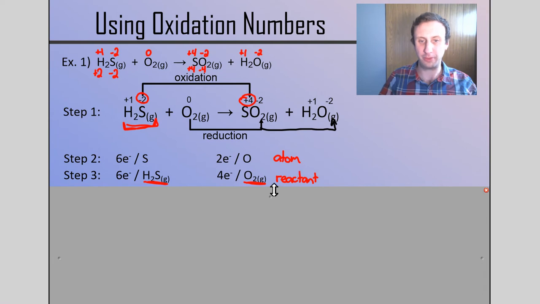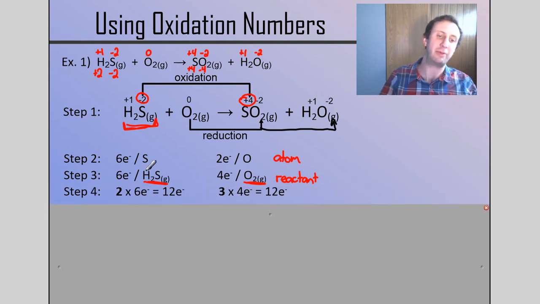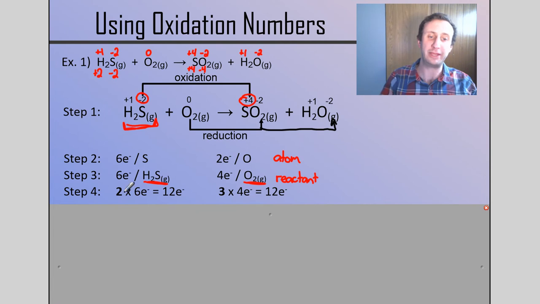Really important you do both of these steps to not make a mistake. All right, so now what I do is I realize that 6 and 4 will meet up at 12. That's the lowest common multiple for both of these. So in order for me to get to 12 electrons for H2S, I need to multiply by 2. In order for me to get to 12 electrons for O2, I need to multiply by 3. So that then locks in these coefficients for H2S as a 2, and then 3 for the O2.